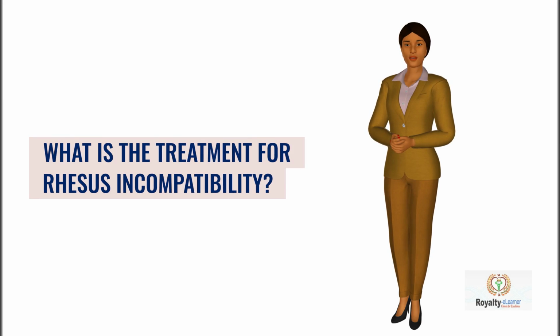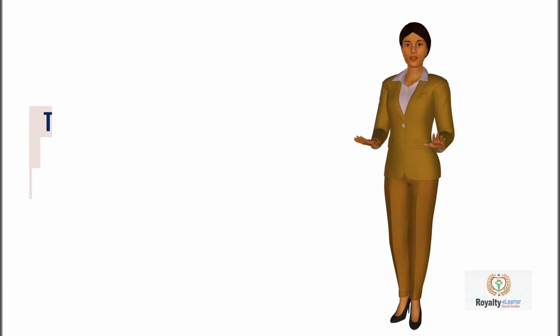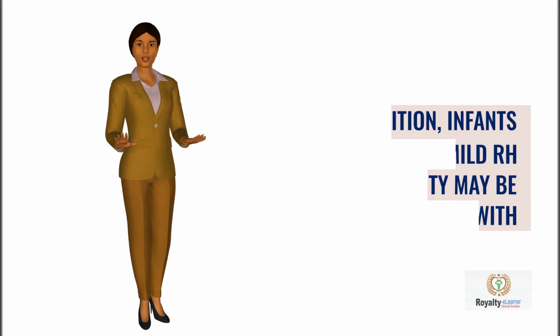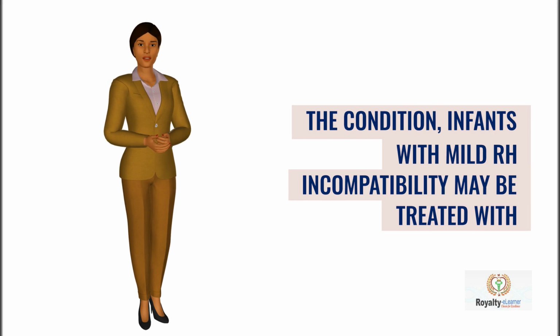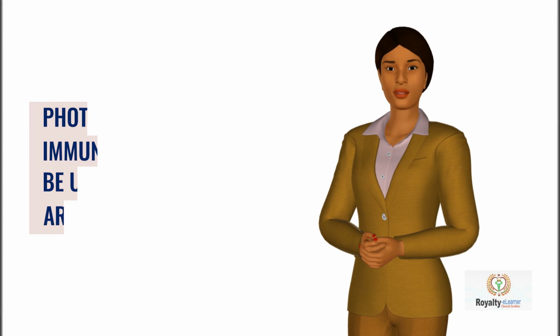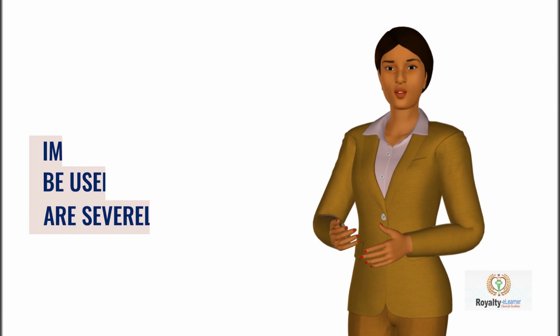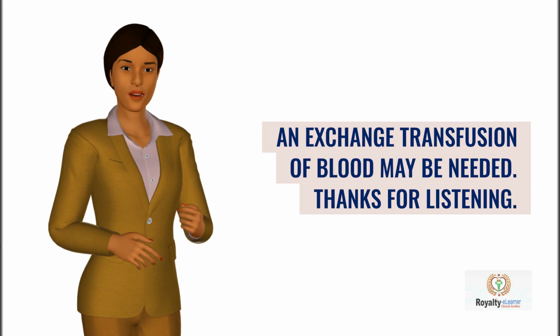What is the treatment for rhesus incompatibility? Treatment of the child who is already affected depends on the severity of the condition. Infants with mild Rh incompatibility may be treated with phototherapy. Immunoglobulin may also be used. For those who are severely affected, an exchange transfusion of blood may be needed.